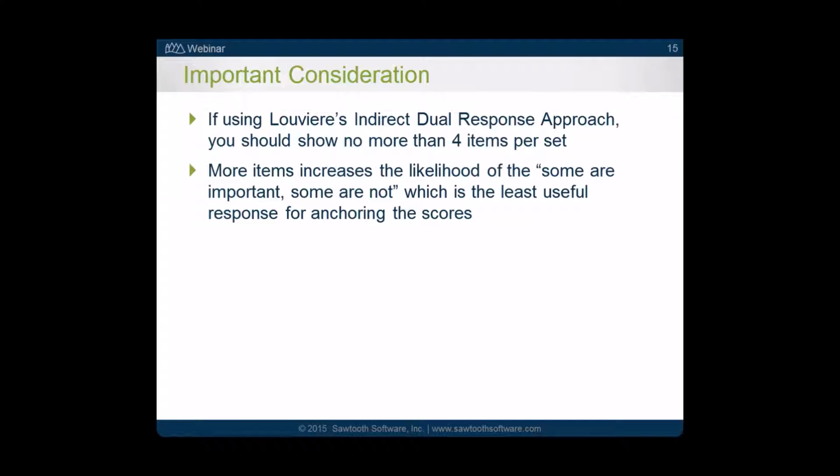Just some things to think about. If you're going to use Louviere's indirect approach, we found that you really don't want to use any more than about 4 items per set. If you included 5 or 6 or 7 items per set, that increases the likelihood that some of them are going to be good and some of them are going to be bad. And it just so happens that in the course of running this analysis, that's the least useful response for reliably identifying where the anchor is. So we'll be able to pin that anchor down more accurately if we keep it to no more than 4 items per set.